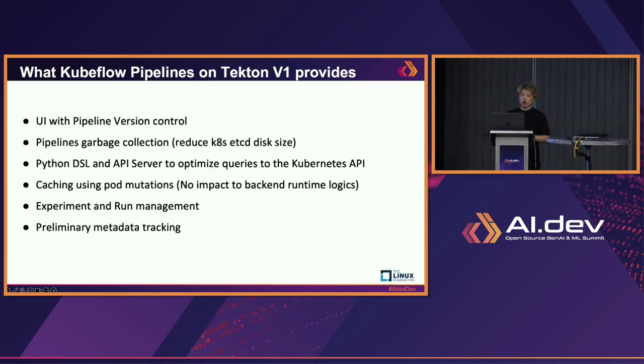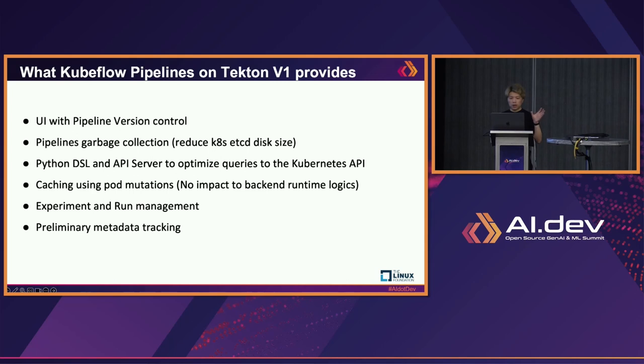And as we worked on Kubeflow Pipelines, especially on the Tekton version, in the early stage we created a dedicated UI to have version control for the pipeline, and to display a very nice graph for the pipelines. We also do garbage collection, and have a dedicated DSL and API to reduce the cost to the Kubernetes API, so it reduces the actual traffic to the Kubernetes stack itself. And because we don't want to intervene in the actual workflows in the backend, in the V1 version we just do caching using permutations, which is actually one of the bottlenecks. We will discuss how we mitigate that later on.